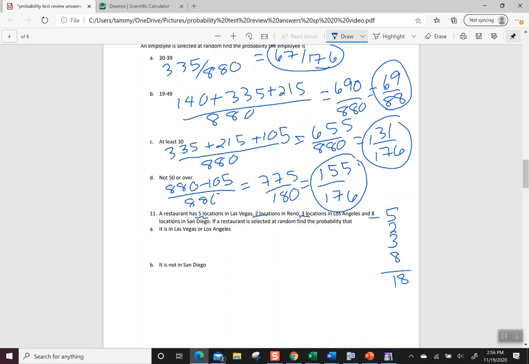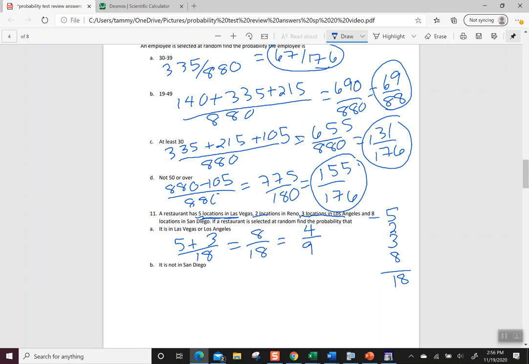So from those 18, it says Las Vegas or Los Angeles. So notice it said 5 were in Las Vegas and 3 in Los Angeles out of the 18. So 5 plus 3 is 8, 8 over 18. We know we can divide each of those by 2, so 8 divided by 2 is 4, 18 divided by 2 is 9.